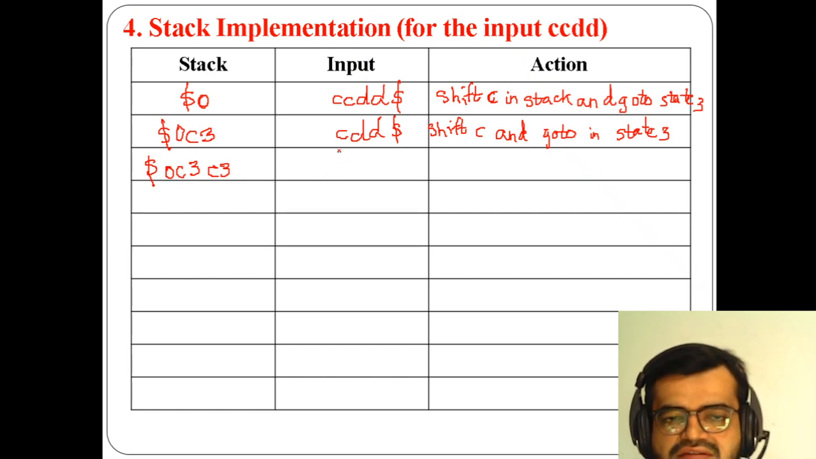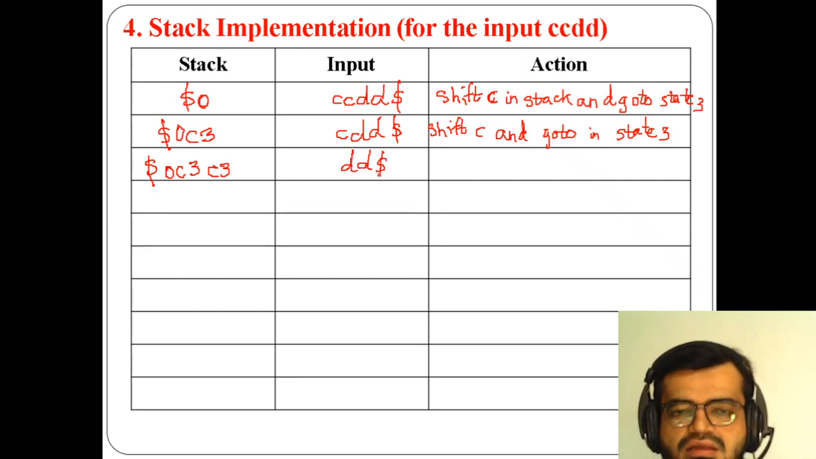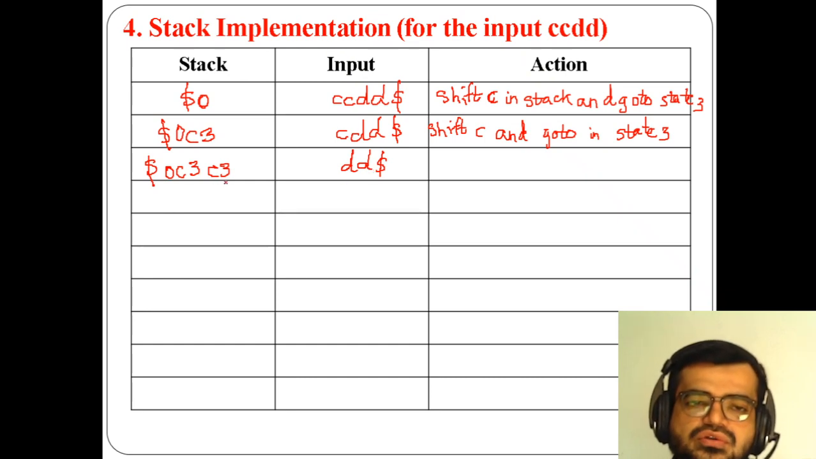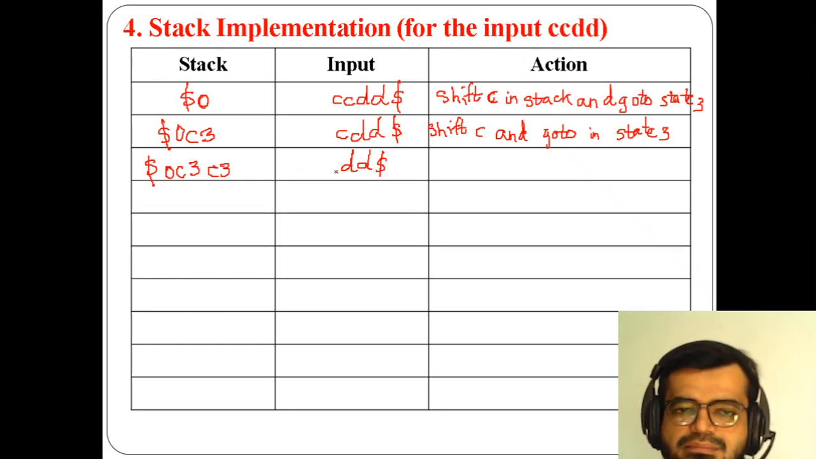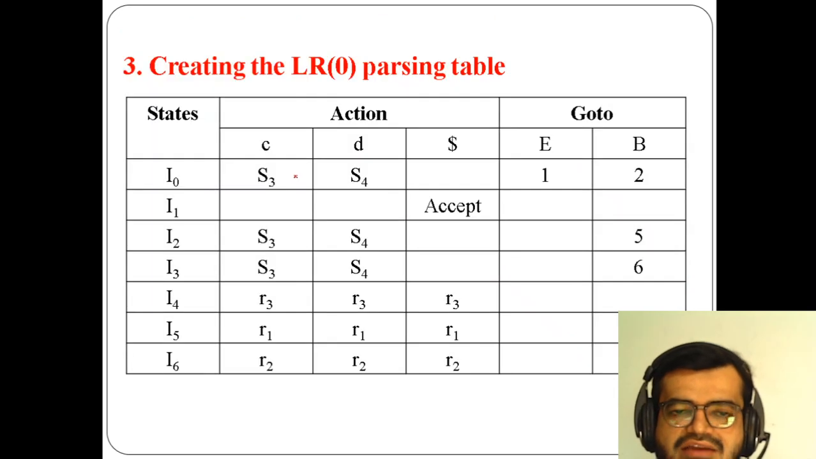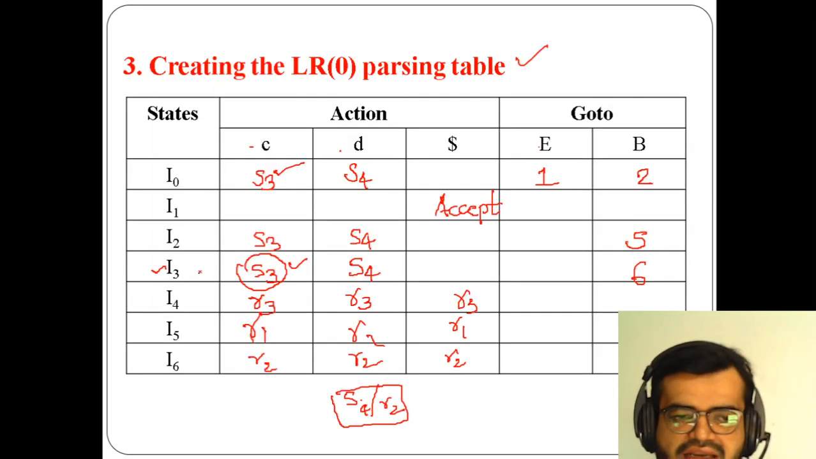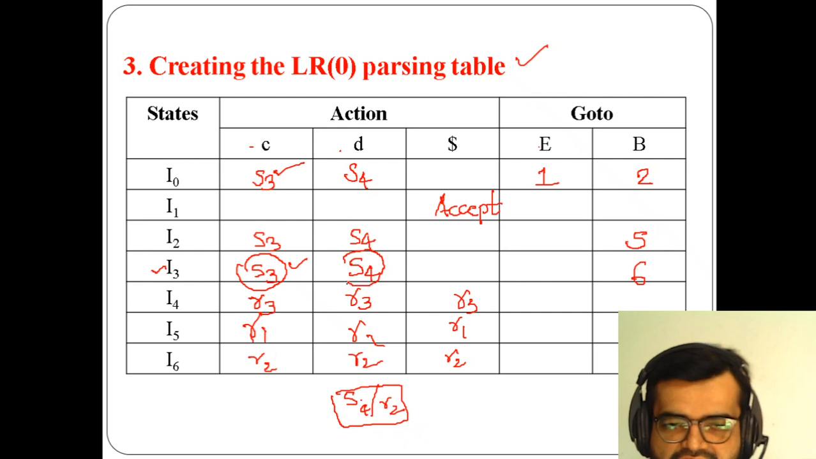Again, what happens? This C will be shifted. So what remains in the input? It is just DD dollar. Now again you have to go into the third state and check with the symbol D, which action you are performing. So in the third state, in D, you are performing a shift operation, and you are shifting to the fourth state. S4 is there.